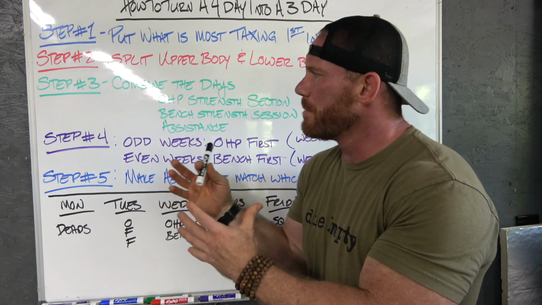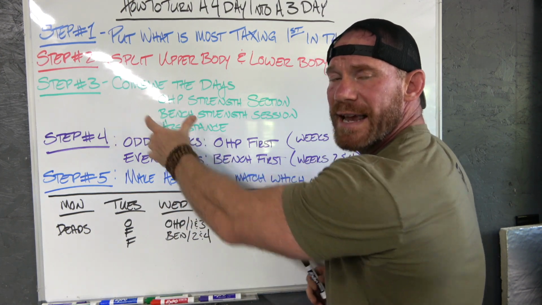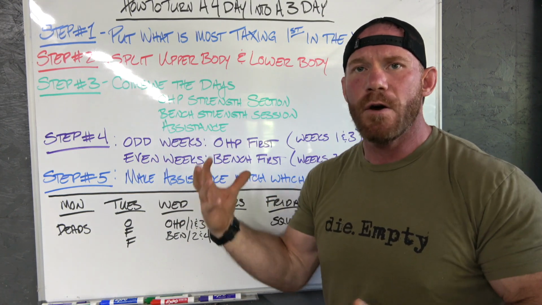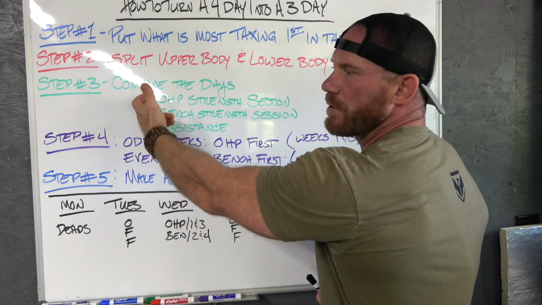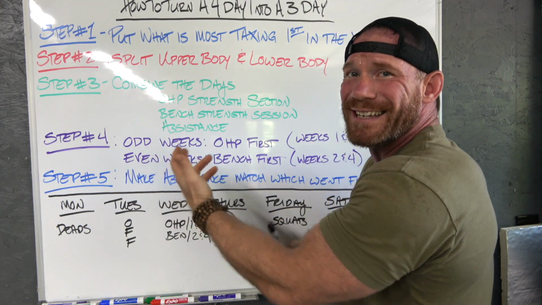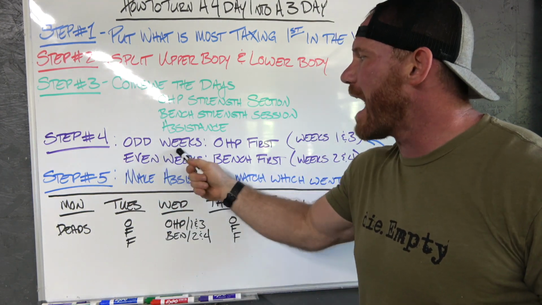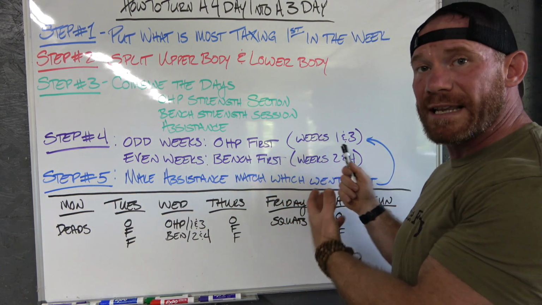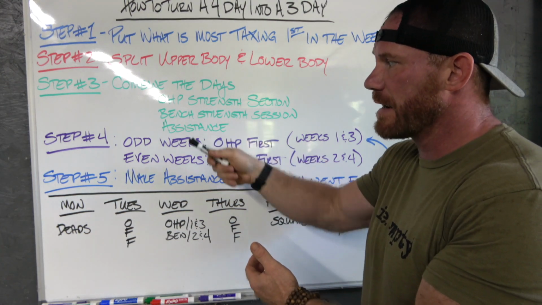Now, the problem here is that if you do the bench second to your overhead press, then your bench is going to suffer, right? Because you're going to go into your bench strength work with already fried triceps and delts. And then conversely, if you are doing the bench press first, then your overhead press second is going to suffer. So for that reason, we move to step #4, which is on your odd weeks, you're going to do the overhead press first. So weeks 1 and 3 in the month, you got your overhead press first, then you're going to do your bench, then you got your assistance.